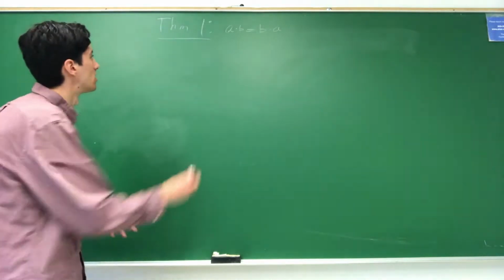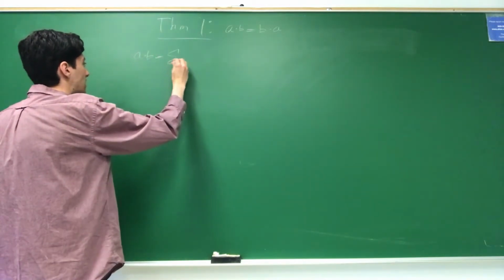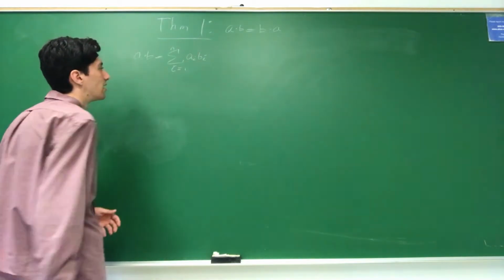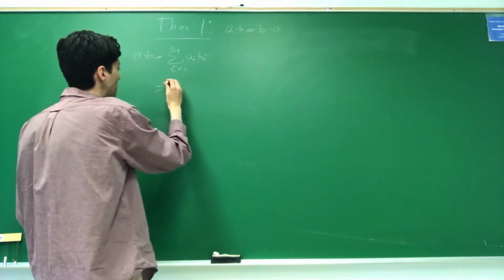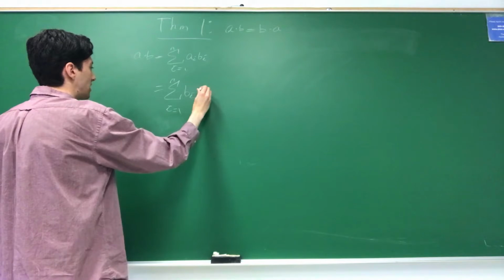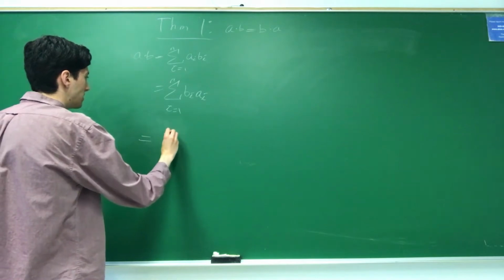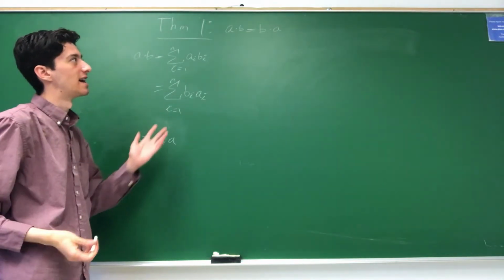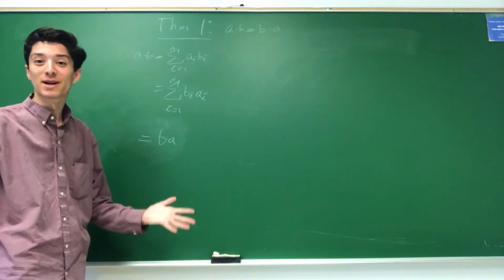To see this in action, A dot B is defined to be the sum as i goes from 1 to n of a_i b_i. Now, because of the commutative property of multiplication, this is simply equal to the sum as i goes from 1 to n of b_i a_i. But now, by the definition of the dot product, this is equal to B dot A. So we have shown that A dot B equals B dot A. The dot product, in this case, is a symmetric operator.